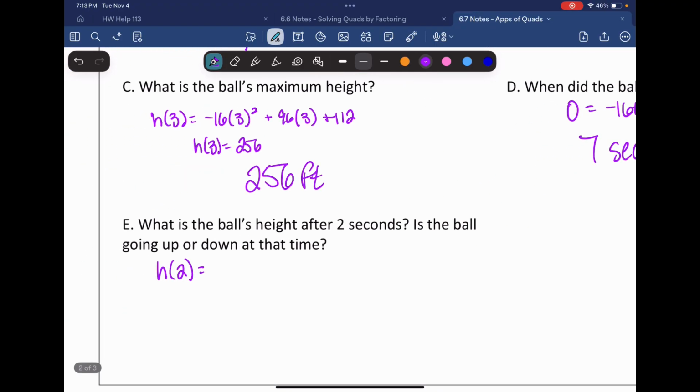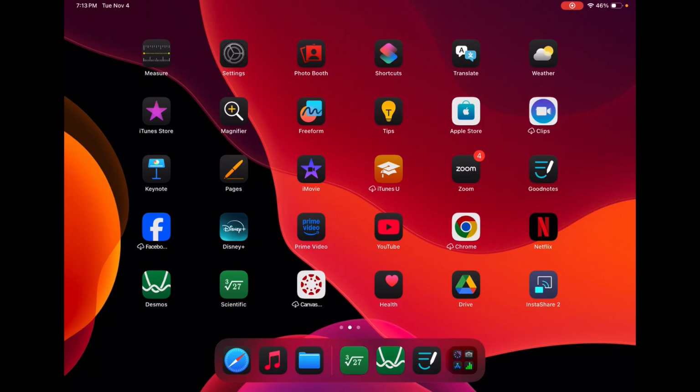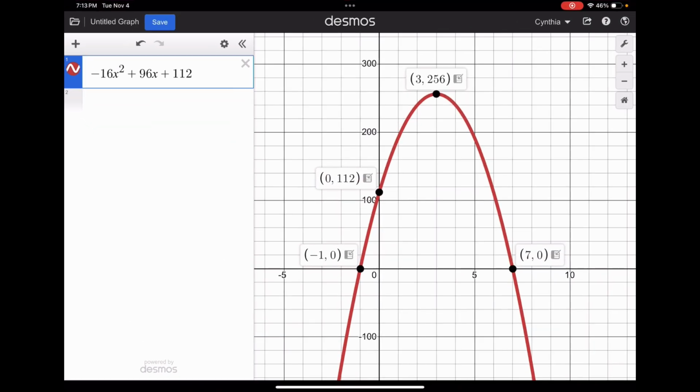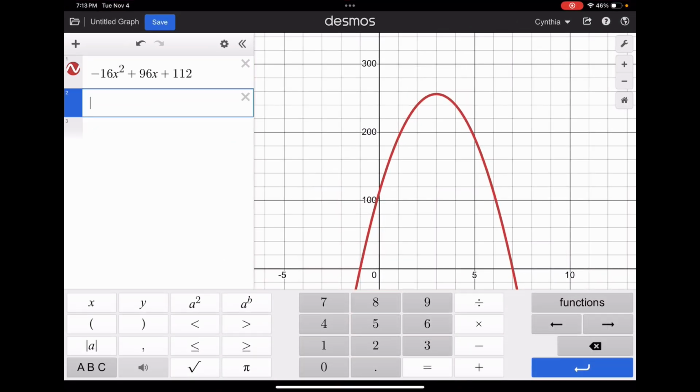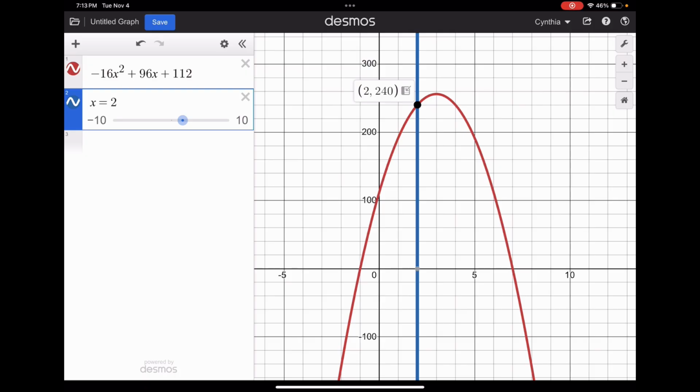What is the ball's height after 2 seconds? Okay, the time is an x. So I'm going to open up a new equation and say x equals 2. And again, we have a gray dot that shows up. I'm going to click that gray dot where it hits the parabola. And I see that it's 240 feet.